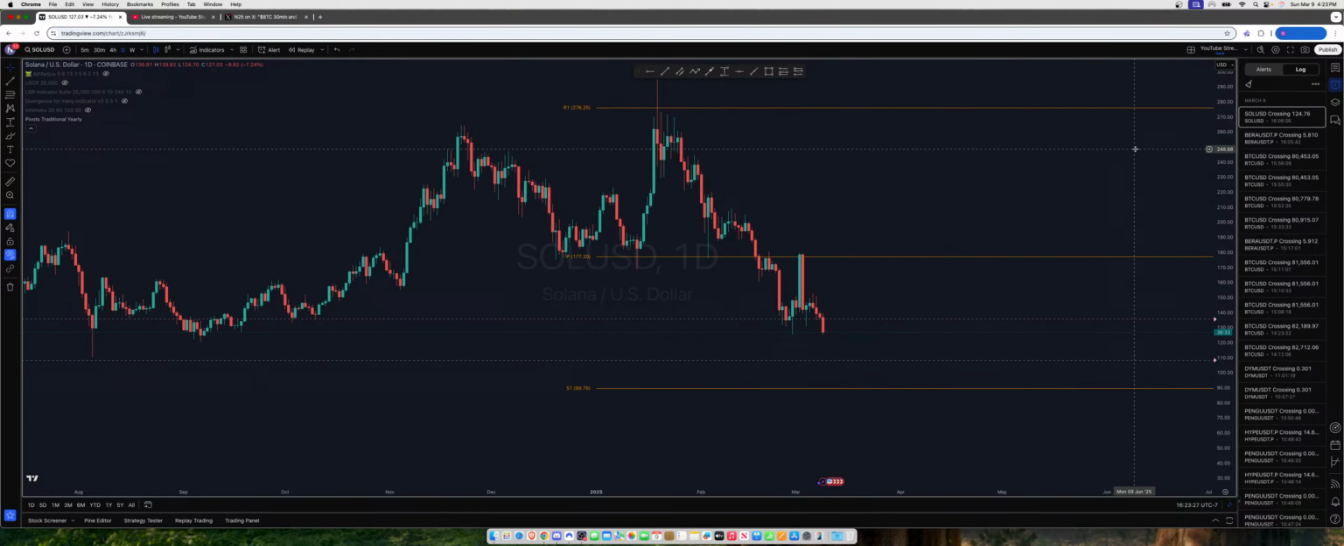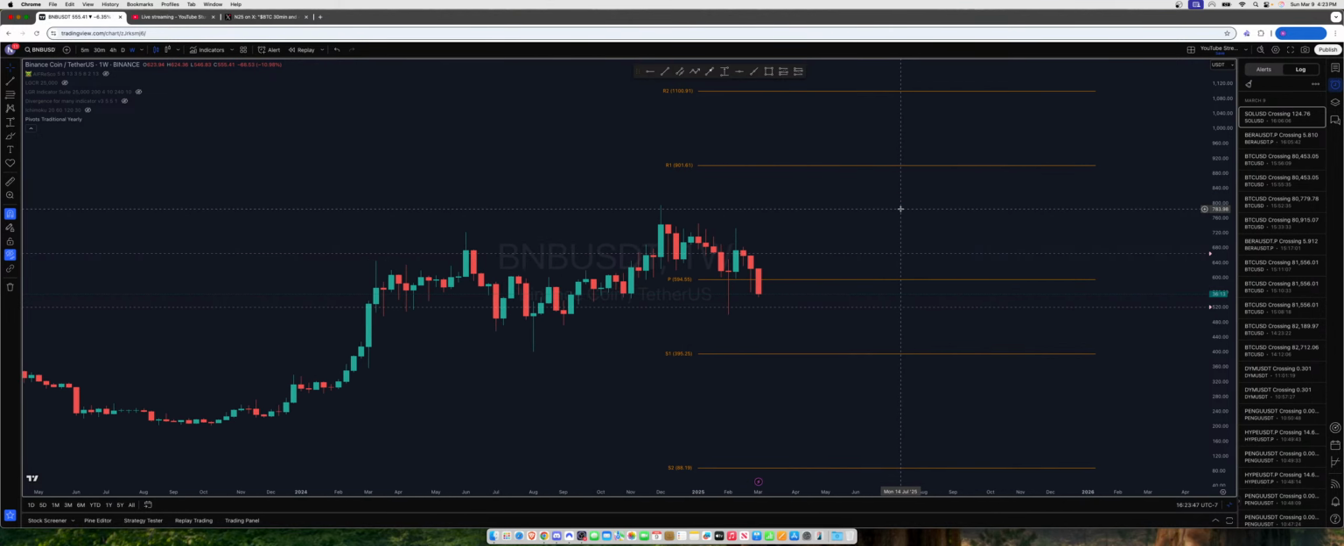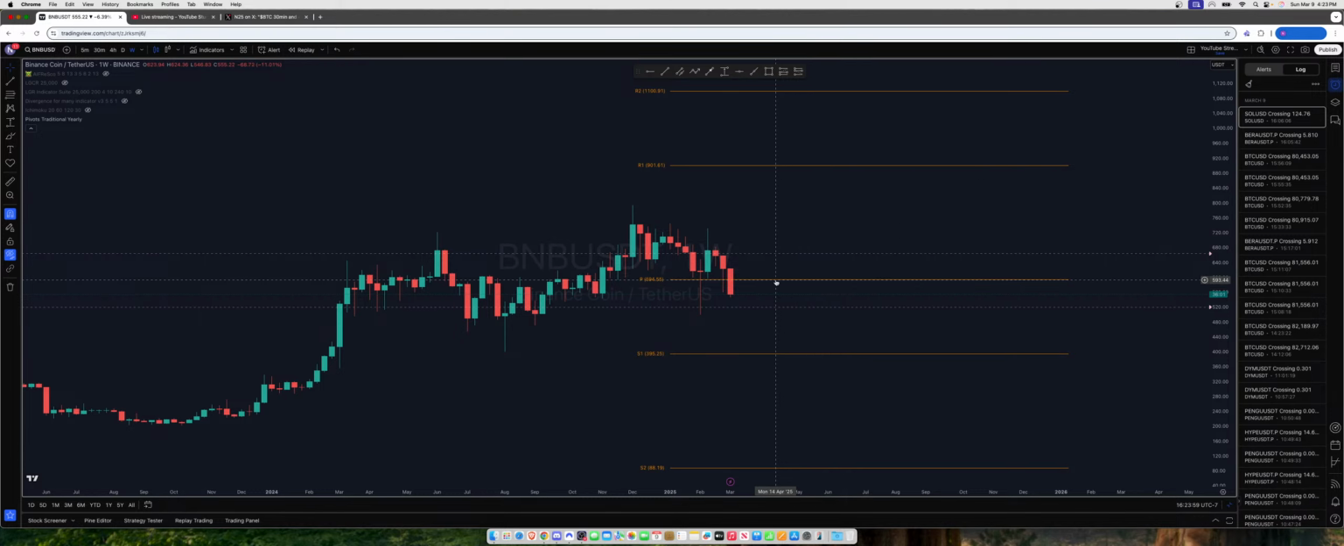Here's BNB weekly. The pivot is basically 595. We're not holding that. Looking at 400 next. Ouch. That would take out the low for BNB. That would be really, really bad. And basically reclaim 595, 600, and you're looking at testing 900.